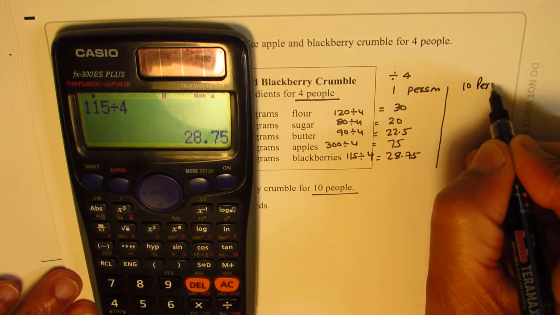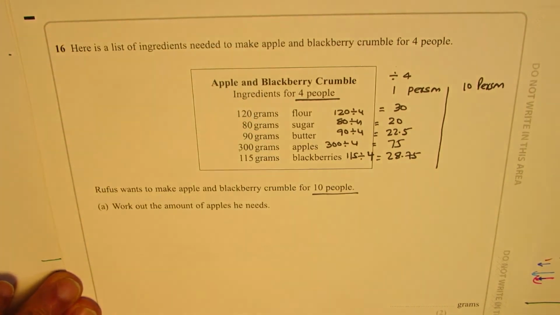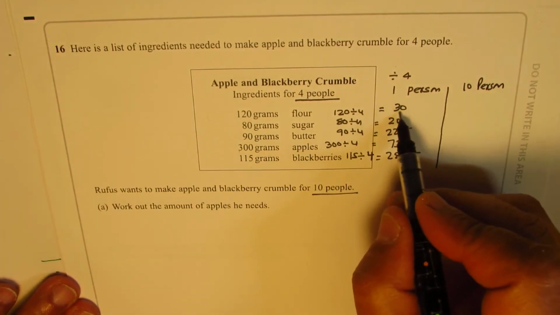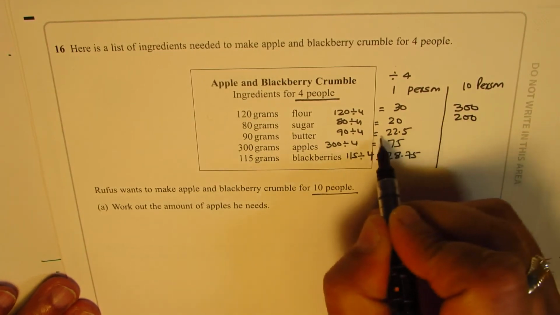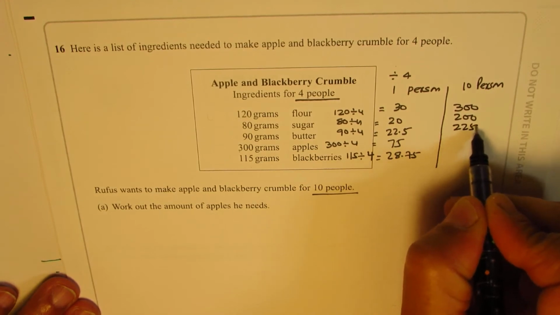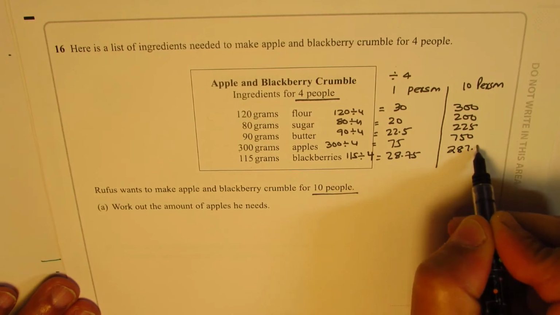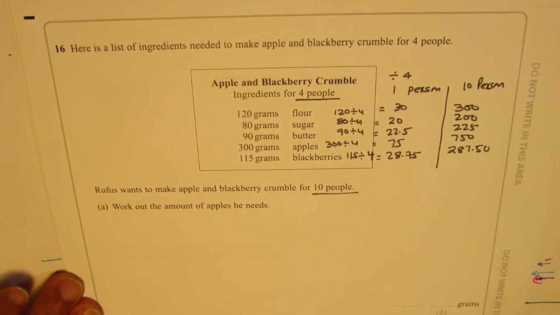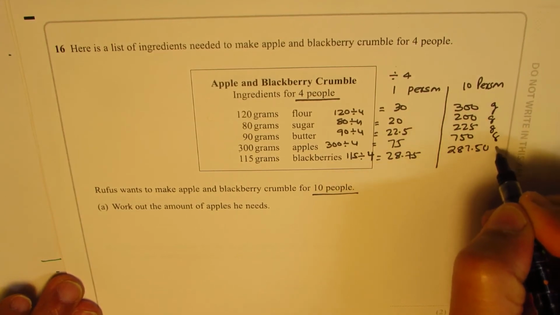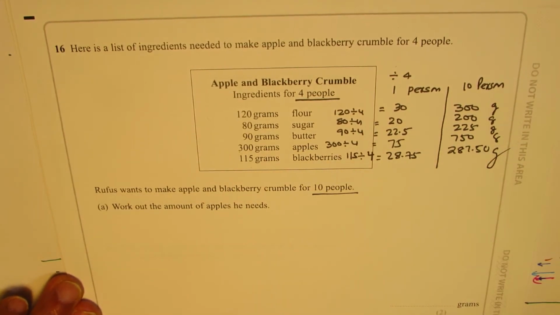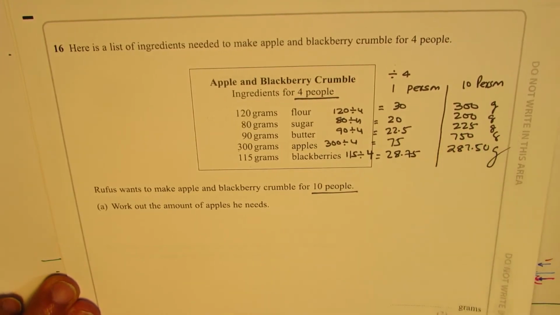So for 10 persons, we need to multiply these by 10. Now 10 is like place value change, right? So 30 becomes 300. So we write this as 300. 20 becomes 200. 22.5 becomes 225. That is 750. And that becomes 287.50. It's good practice, correct? So all these units are in grams. So that becomes our answer, right? So I've shown my working here and given the answer here itself.